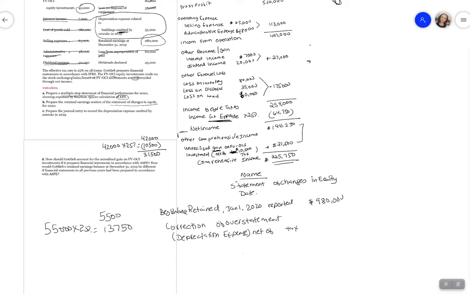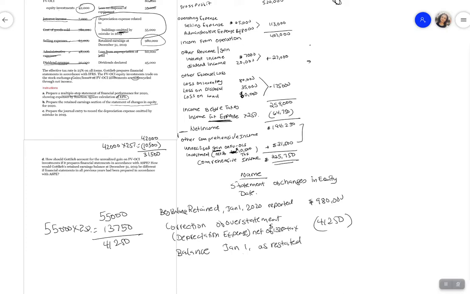My gross amount was 55,000. My net amount will be 41,250, and that's what we have to report, 41,250. It's net of taxes, so 13,750 is my tax amount. And once we made the adjustment, this balance is a restated balance. So balance January 1st as restated.